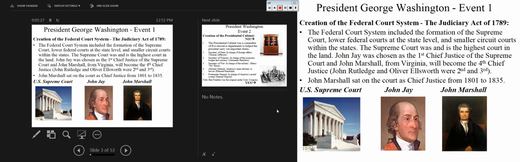And we'll see throughout history, not every justice nor every chief justice is going to sit on the bench for life. A lot of them will. Some of them will actually retire, resign.